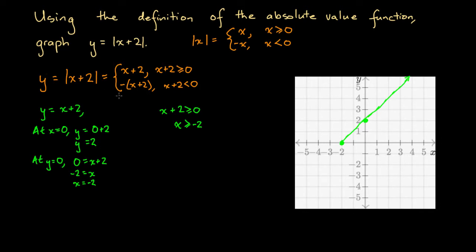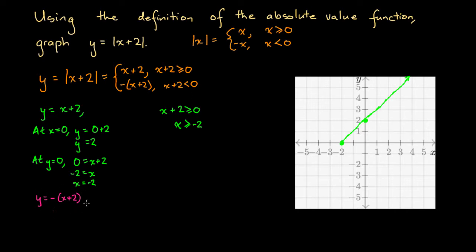Fantastic. Well, we're halfway there. All we need to do is draw the other half of this absolute value function. To do that, let's do that in pink. So on the other half, we've got y equals minus x plus 2. Same deal.